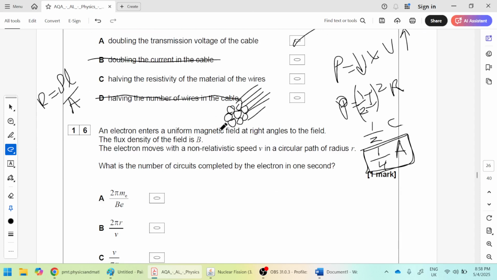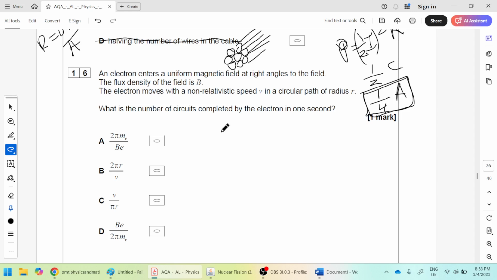Electron enters a uniform magnetic field at right angles to the field. Flux density is B. Circular path. Circuits completed by the electron in 1 second. Number in 1 second is frequency. So this one is actually a kind of standard proof.